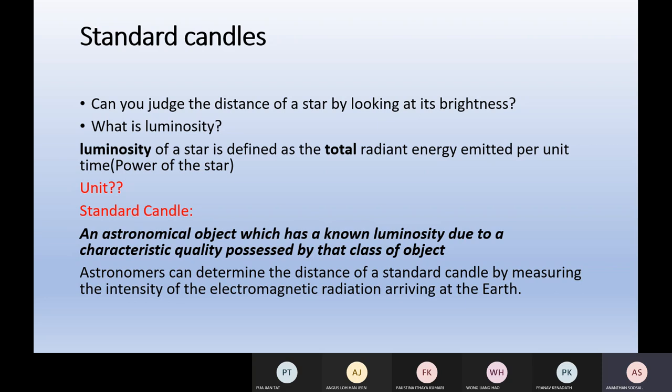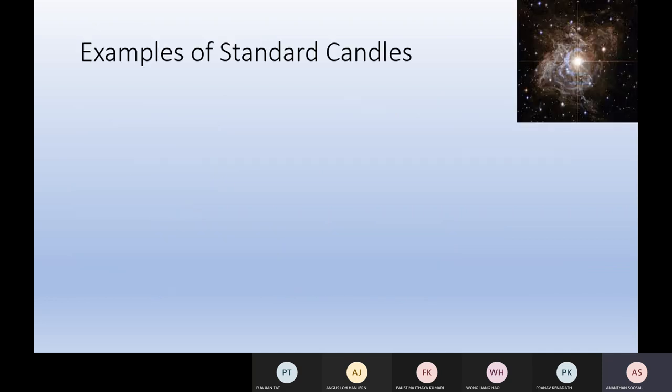Okay, let's go in depth about how to find the distance. But before that, examples of standard candles. Which stars act as a standard candle? Okay, the star has to be very bright when viewed from the telescope. The first one has a special name, called Cepheid variable star.